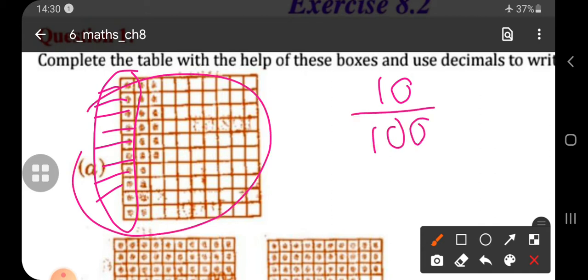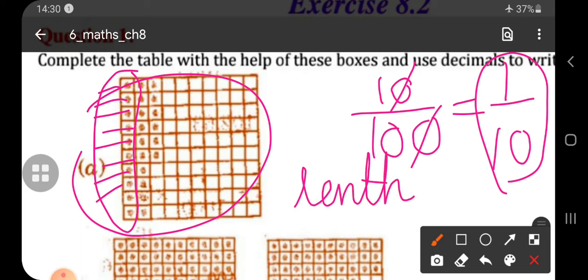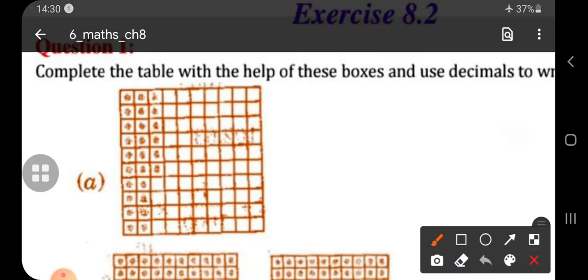Now you can see here the 0 0 cancel out, so it remains 1 upon 10. So what is this 1 upon 10? That you can say one tenth in the decimal number. So what is the conclusion? If this vertical or horizontal line is completely filled or shaded, then you can consider that as a tenth. Okay, tenth, not tens.